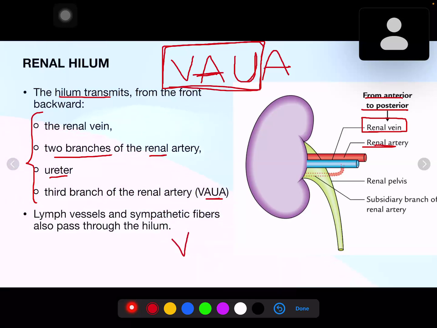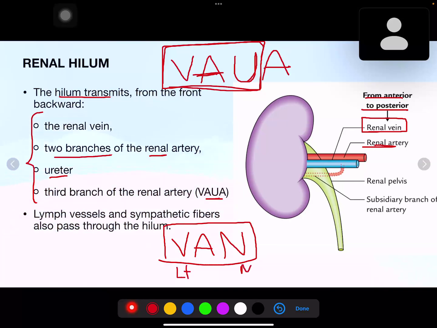You must have listened to the previous lecture on the femoral triangle, where we discussed this kind of structure. There, the nerve and vessel relation was very important: lateral was the vein, and medial was the nerve. Now in this VAU, V is the vein, the anterior most structure, then the artery, and then the ureter. This is a very important structure for exam purposes as well. And then the lymph vessels and sympathetic fibers also pass through the hilum.